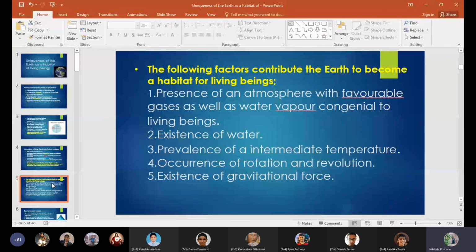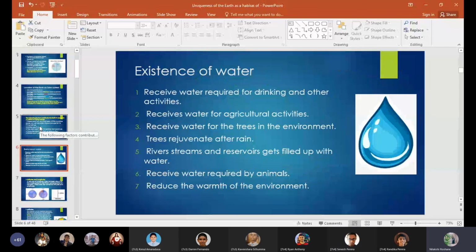And the existence of water. What are the uses of water? Why is water necessary? For drinking, and cleaning, sanitary purposes. Yes, these are things you learned in grade 6. You know the benefits of water. Water is required for drinking and other activities, for agricultural activities, trees rejuvenate after rain, and water is required by animals. So we need water because it is a basic requirement.